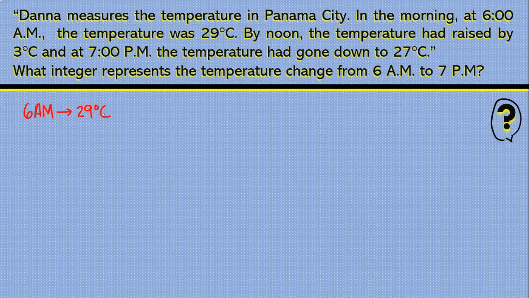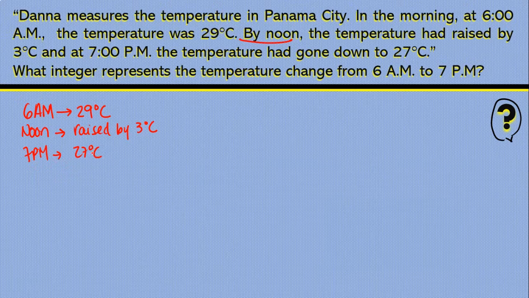By noon, the temperature had raised 3 degrees Celsius. At 7 p.m., the temperature had gone down to 27 degrees Celsius. So we have two readings. By noon, so at 12, the temperature had raised by 3 degrees Celsius. And at 7 p.m., so by the end of the day, the temperature had gone down to 27 degrees Celsius. What integer represents the temperature change from 6 a.m. to 7 p.m.?